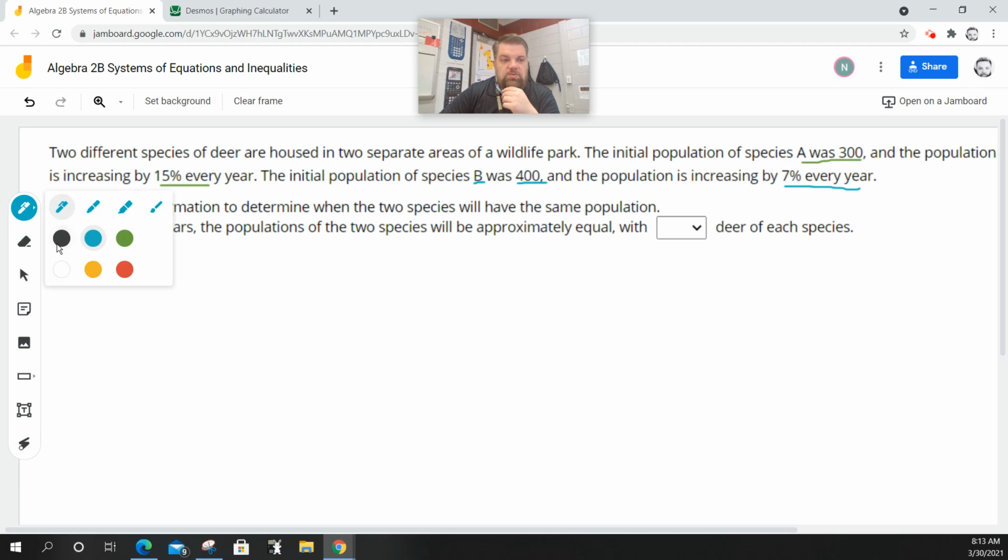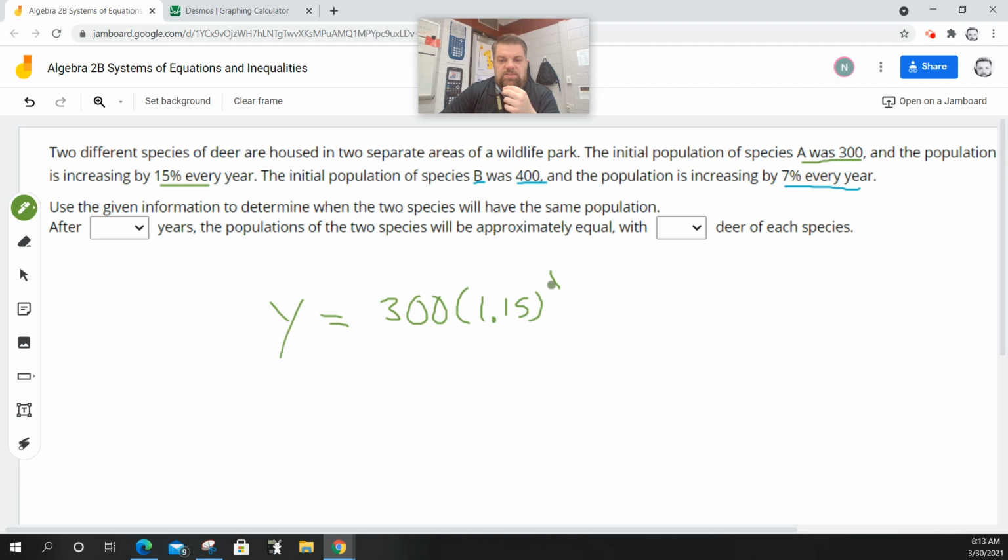So we've got two equations. The first one is y is equal to 300 times 1.15 raised to the x. And then for B, we have y is equal to the initial condition of 400 times 1 plus 0.07, which is 1.07, raised to the x.